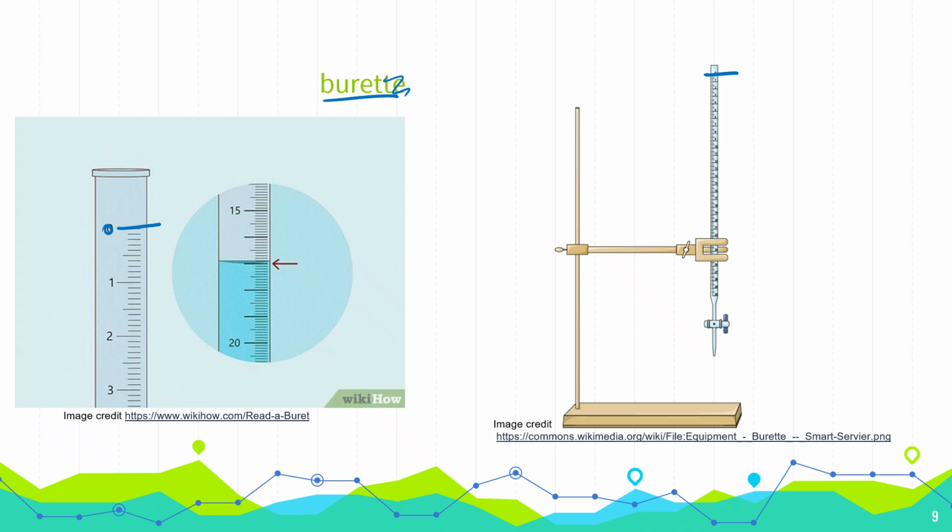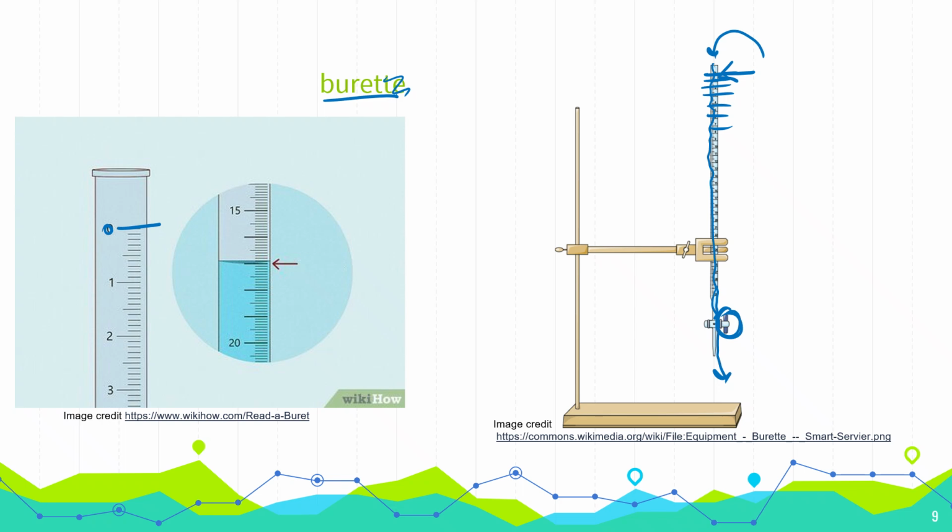How these guys work, we actually fill them with a liquid. So we're going to have liquid all the way down. And then we're going to turn this nozzle, it's called the stopcock, and liquid is going to drip out of the burette. And as it drips out, that top level is going to go down, down, down. And then when we're done releasing the liquid, we're going to turn the stopcock again. The level is going to stop moving, and then we can read.